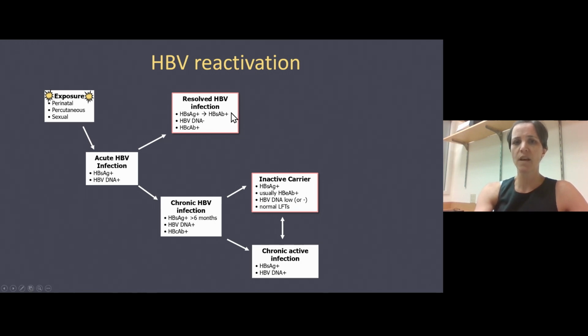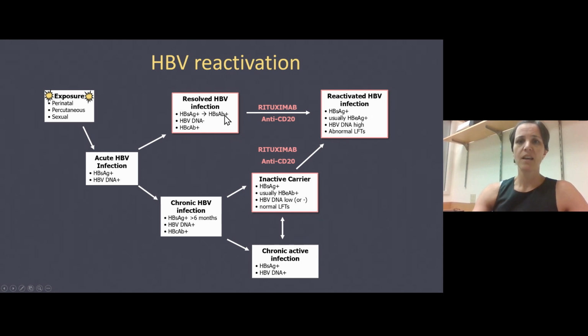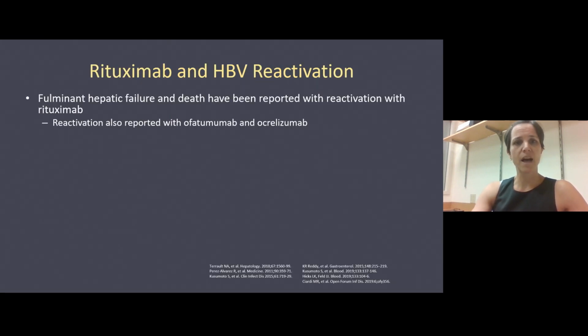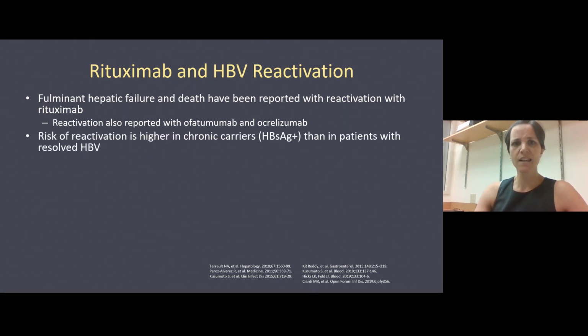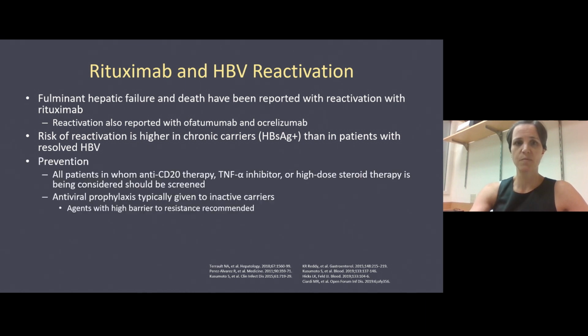So it's these people and these people, when you give rituximab, who can reactivate, meaning surface antigen becomes positive if you're in this category, or E antigen becomes positive if you're in this category. Your DNA becomes very, very high, and you develop abnormal LFTs. So fulminant hepatic failure and death have been reported with reactivation with rituximab and some of the other CD20 antibodies, as you can see. The risk of reactivation is higher in people who are surface antigen positive, these chronic carriers, than in patients with resolved hepatitis B.